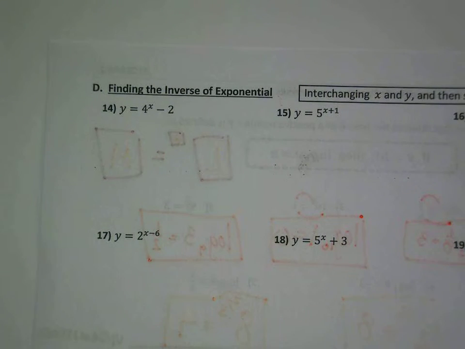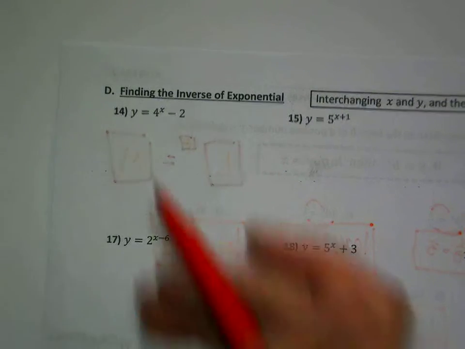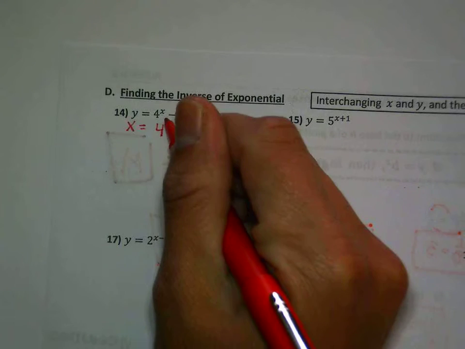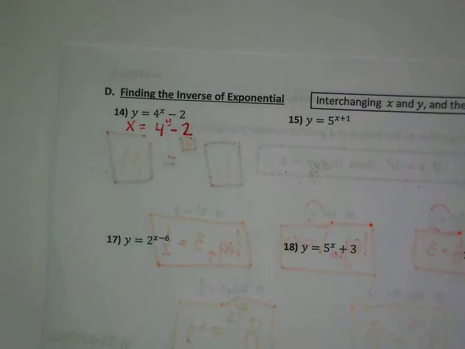So part D, we have all these exponential functions. I want to find the inverse. So first I'm going to switch the x and the y. So that's going to become an x, and that's going to become a y.